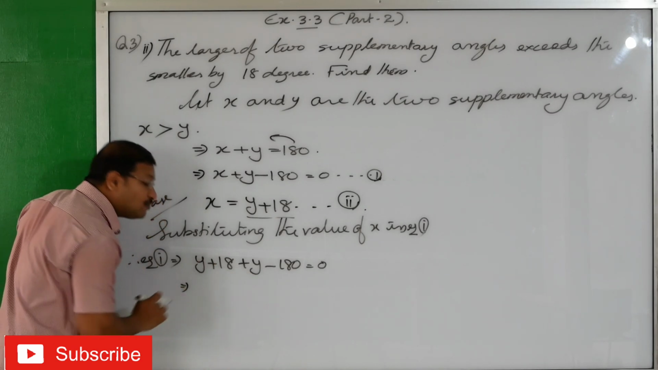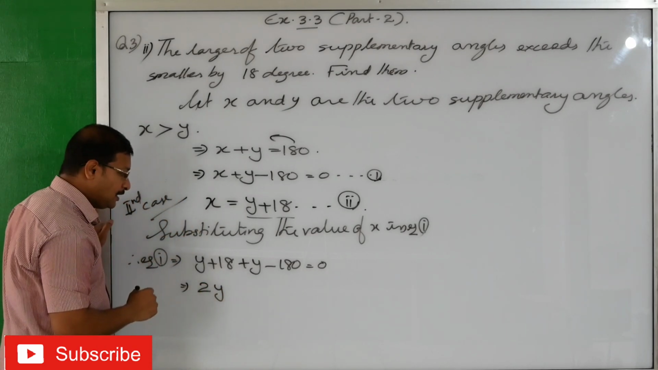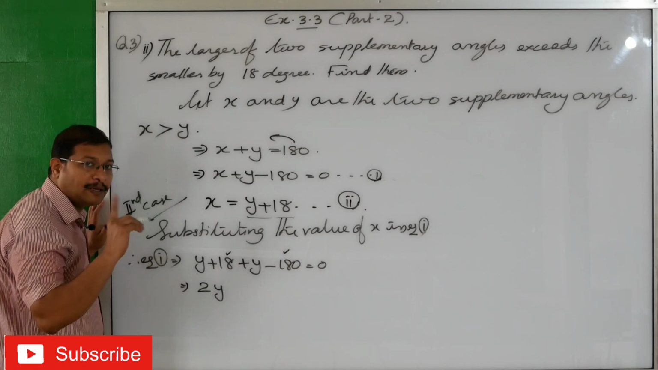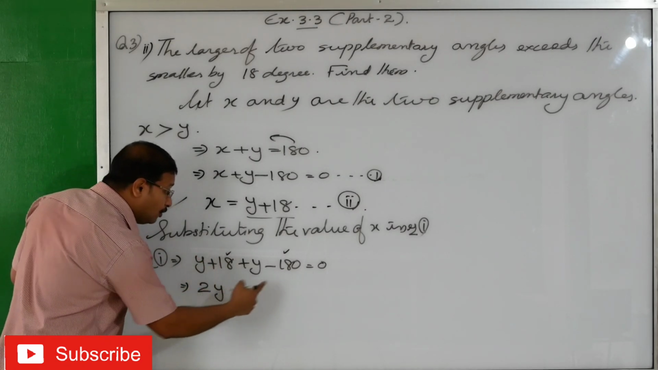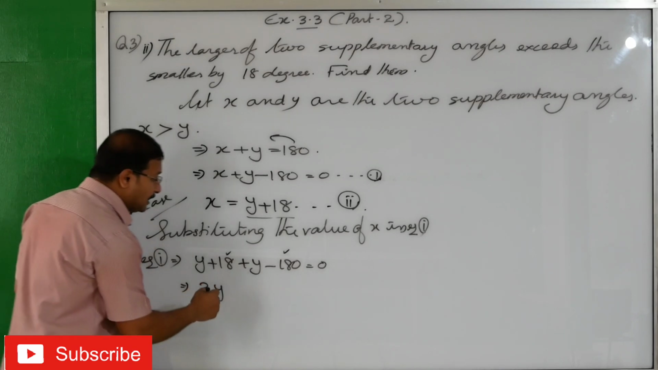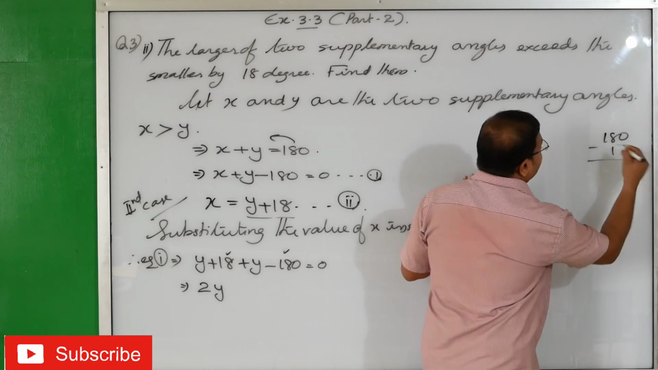This implies y plus y, 2y. Now, what will you do? Plus and minus means minus. So what will you do? 180 minus 18. That means what will you get? See, 180 minus 18. How much will you get?